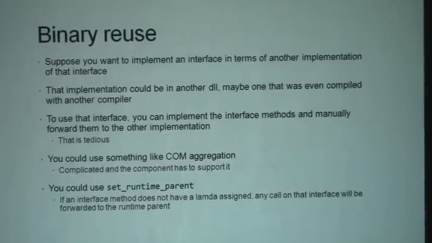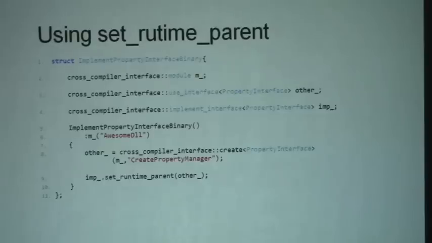Whereas here, we got something called set runtime parent. So basically, if an interface method does not have a lambda assigned to it, any call on that interface will be forwarded to the runtime parent. So say we have an awesome DLL here that implements our property interface. It's binary though. So we use it to create the property manager, our other implementation, and then we call set runtime parent other. And if we assign something to it, it'll take our implementation. If there's nothing assigned to it, it'll just forward that on to the runtime parent.